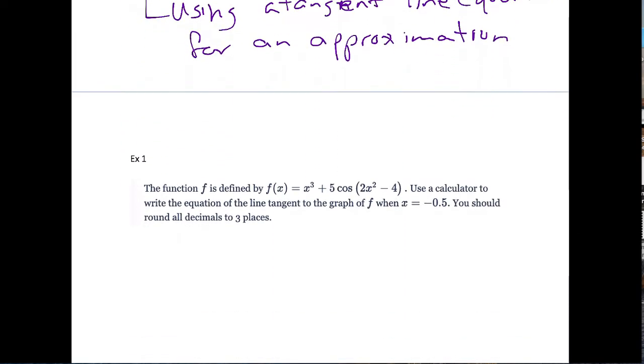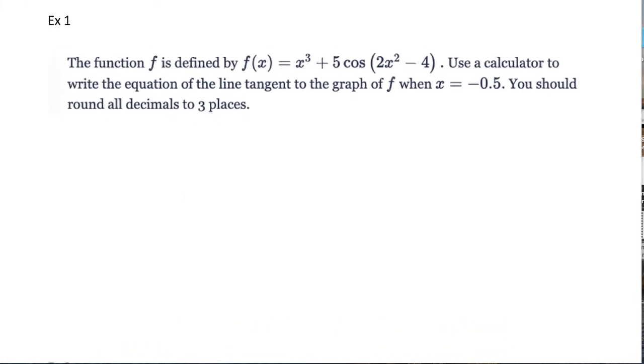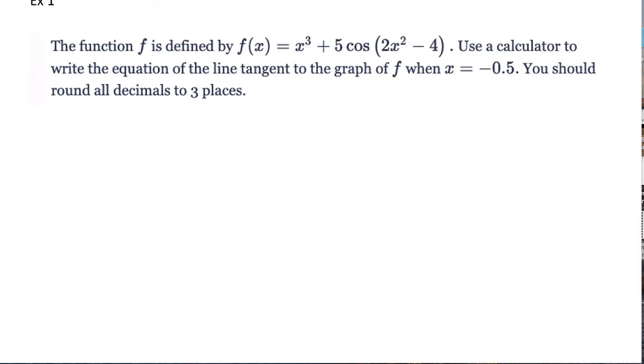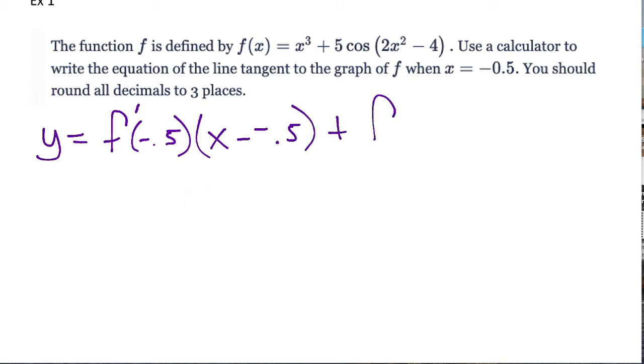So I got a couple of examples. So let's take something like this. If we were going to write the equation of this tangent line using a calculator and rounding it to 3 decimal places, round all the decimals to 3 decimal places, what we'd want is y equals f prime of negative 0.5 times x minus negative 0.5 plus f of negative 0.5. Now, a couple things that you want on your calculator.